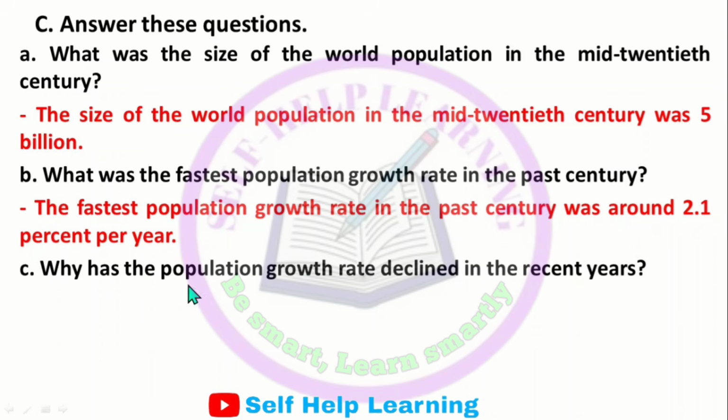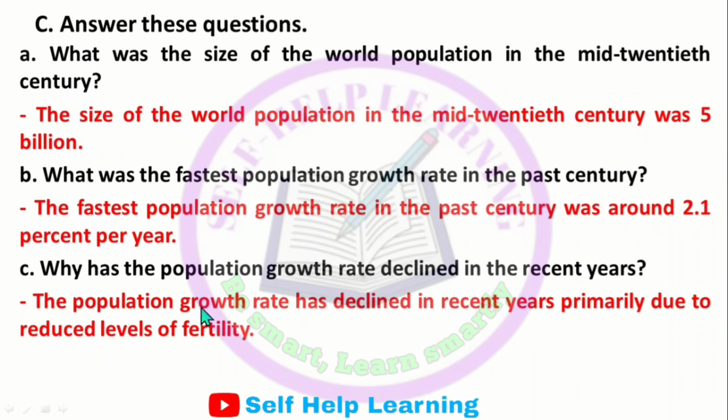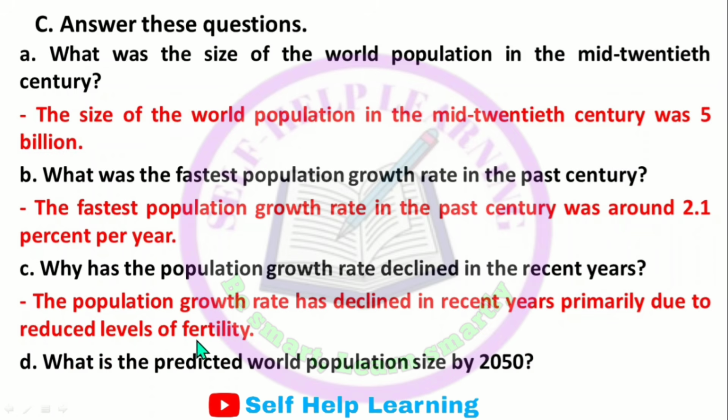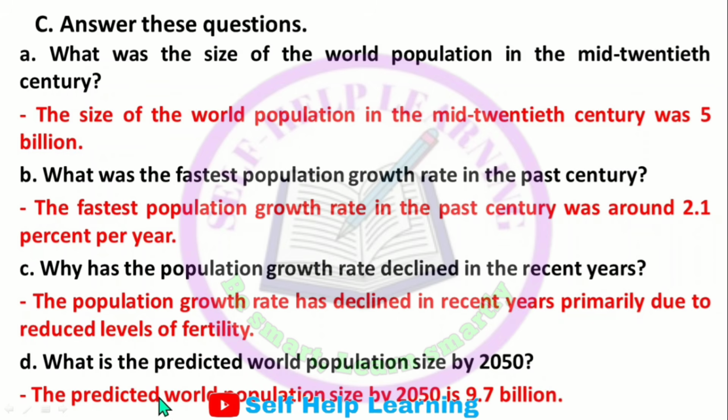Why has the population growth rate declined in recent years? Population growth rate has declined in recent years primarily due to reduced levels of fertility. What is the predicted world population size by 2050? The predicted world population size by 2050 is 9.7 billion.